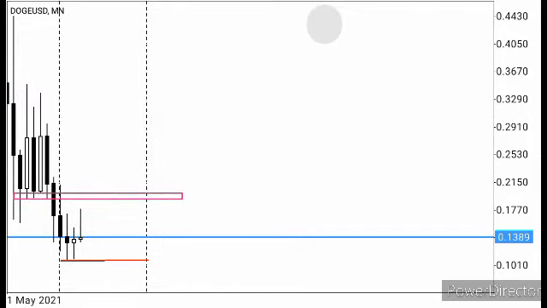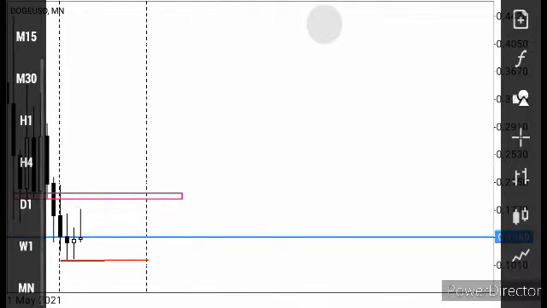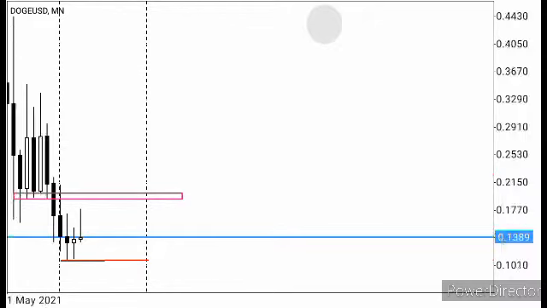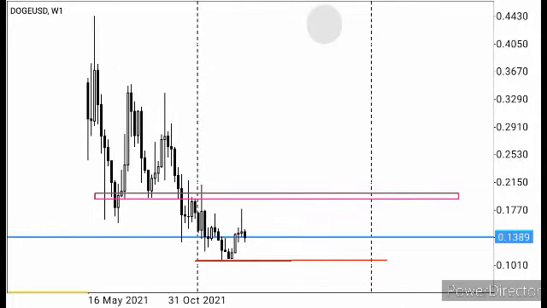All right. Then from here, I don't see anything else that's of interest that much, so I'll just head on over to the weekly chart. Okay, here's the weekly chart.